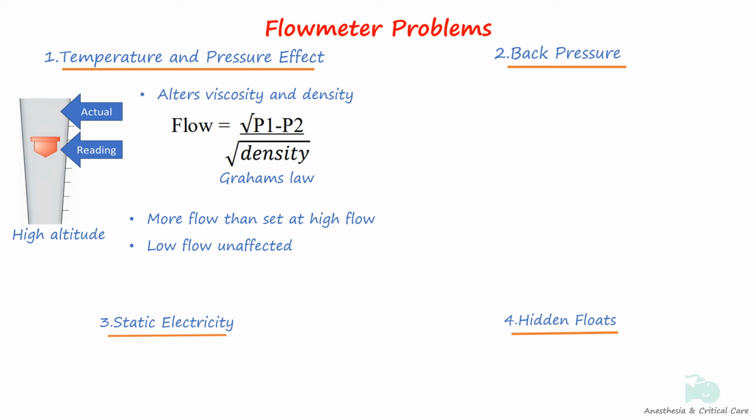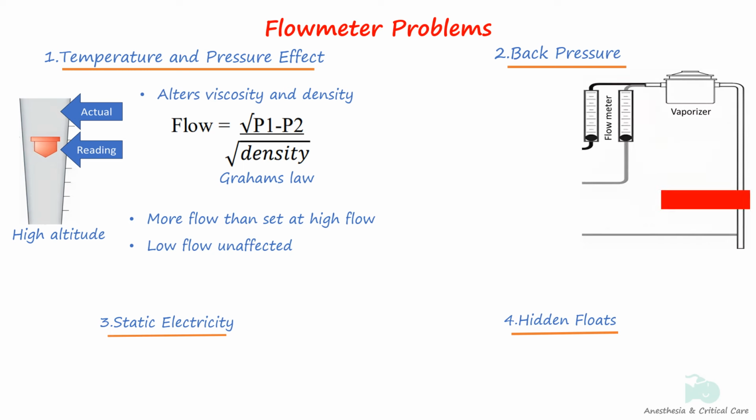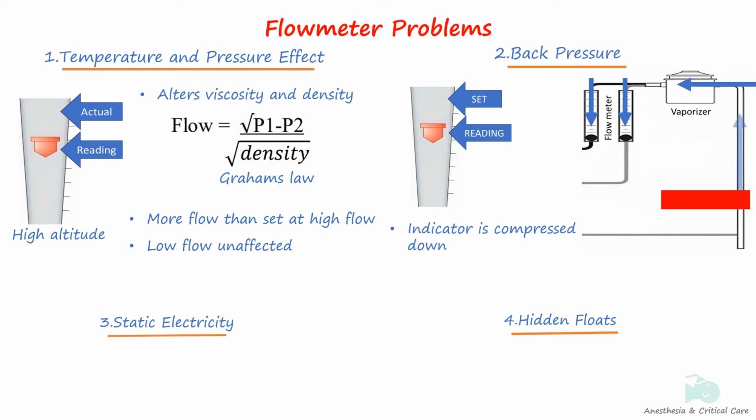In machines without an outlet check valve, if pressure at the common gas outlet increases, this is transmitted back to the flowmeters, compressing the gas above the float. Pressure above the indicator rises, forcing the float down, causing the flowmeter to be read lower than the actual gas flow rate.